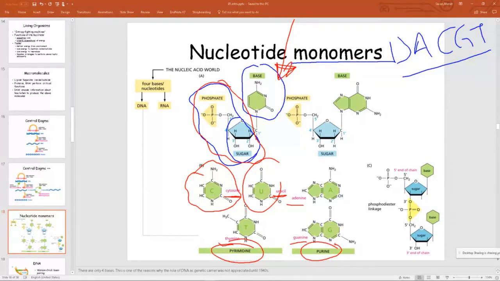Cytosine, uracil, and thymine have 1 ring. They are pyrimidines. Adenine and guanine have 2 rings. They are called purines. Okay.